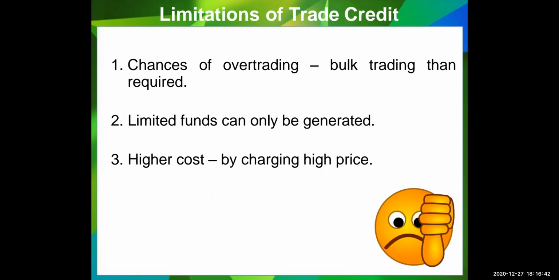But when we talk about the limitations, there are chances of overtrading, that is, bulk trading more than is actually required. And limited funds can be generated through trade credit, because many a time when you borrow from one trader, they may not be in a position to provide you more funds. It of course involves higher cost, because you have to charge higher prices in order to pay back the trader as interest.